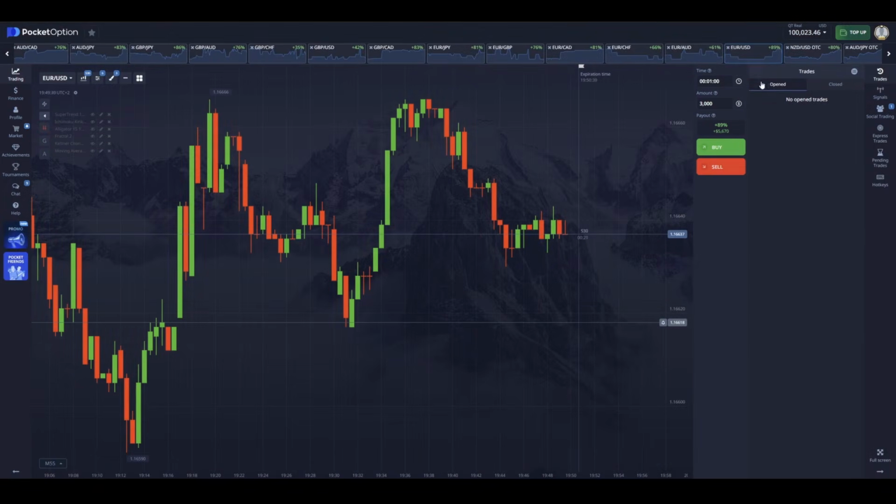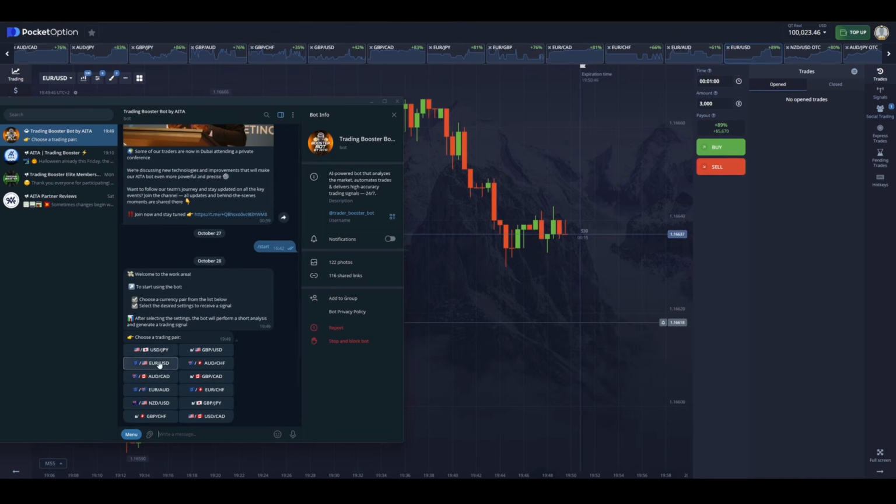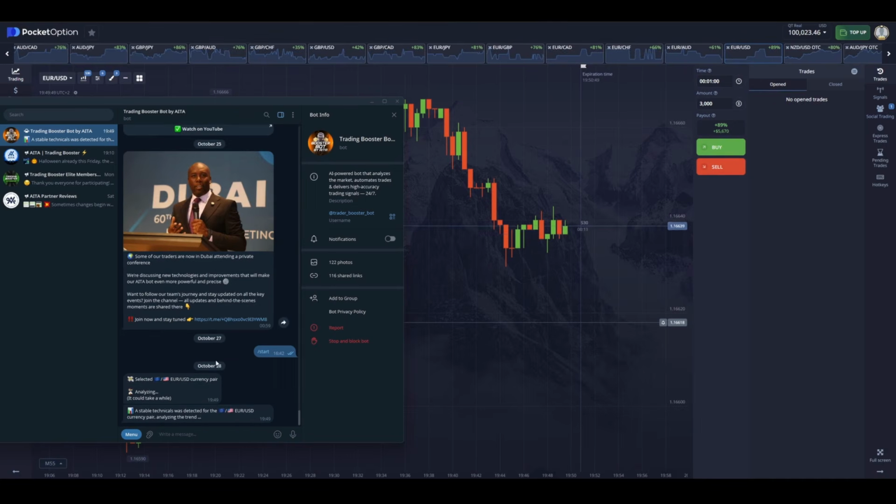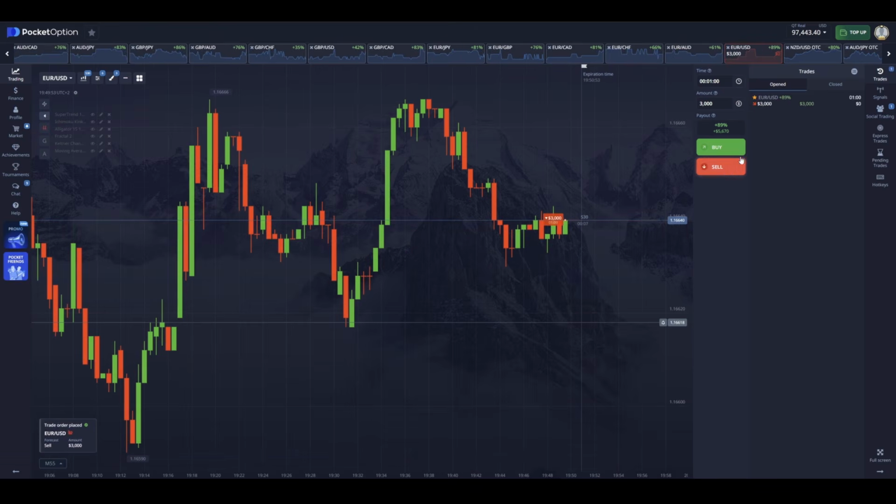Let's pick a volatile currency pair. This is the euro dollar. Not a bad currency pair. Let's go to the booster bot. We'll set the trade time to 1 minute. And now we wait. Signal. I'm getting a sell signal. I'm opening a sell trade right from here.